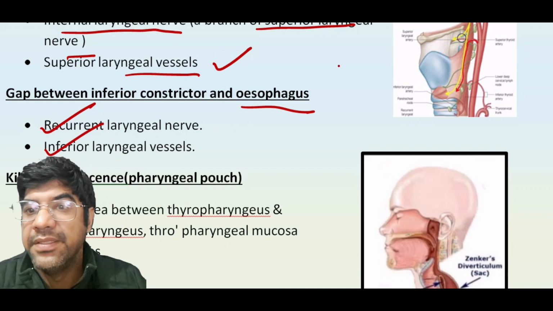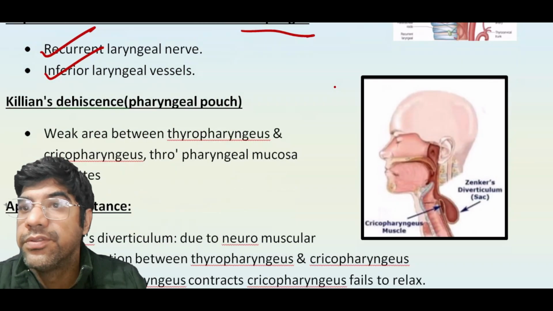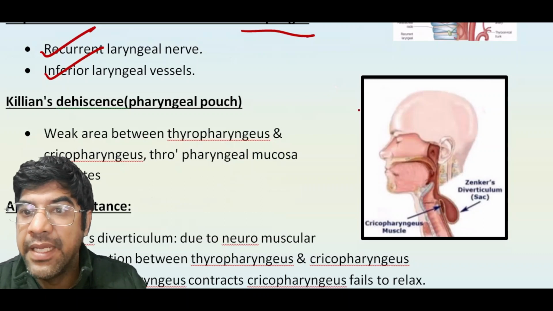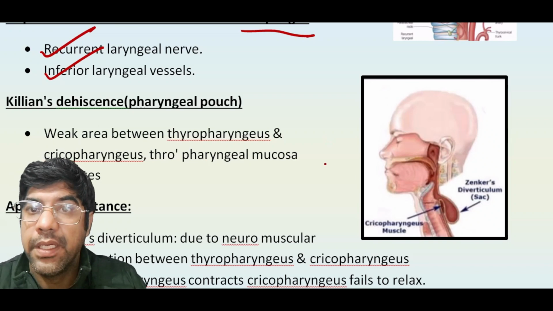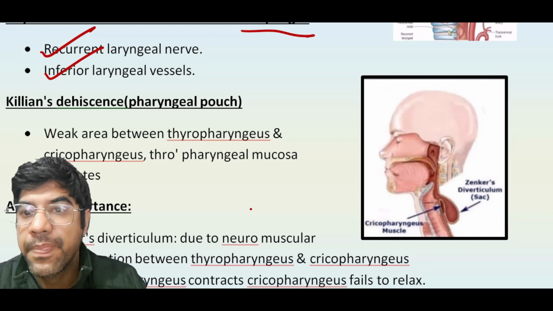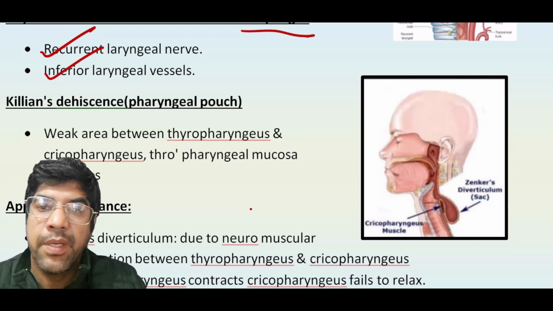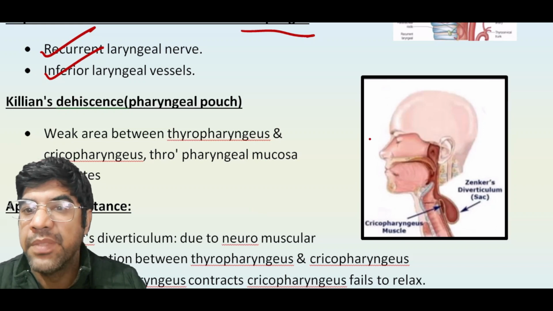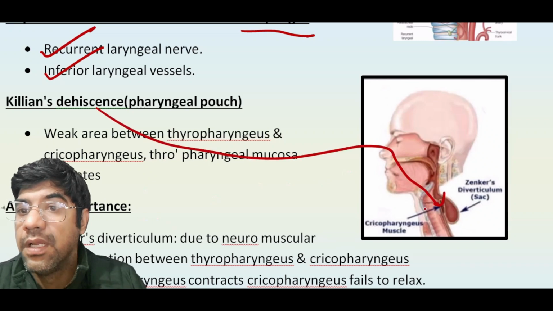The next is the Killian dehiscence. What is that? Remember that it refers to a specific area in the posterior wall of the pharynx. The lower part of the thyropharyngeus muscle is a single sheet, and it is not covered by the superior and middle constrictor. Due to this weak area, located below the level of the vocal cords and bounded at the bottom by the thick cricopharyngeal sphincter muscle, this region is known as the Killian dehiscence.